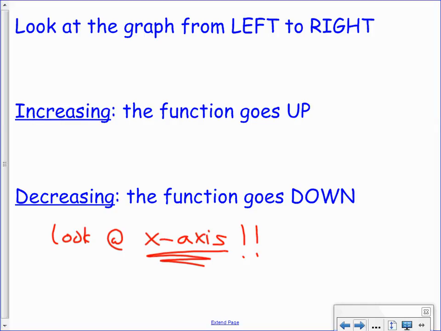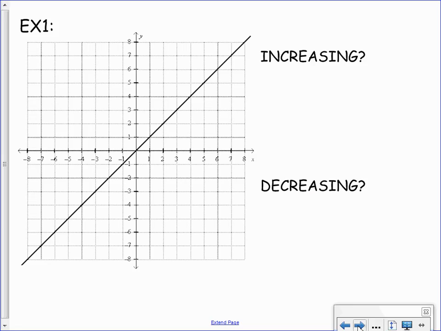So, for example, in a linear equation, just diagramming this thing. First of all, the left side of the graph goes towards negative infinity, and the right side of the graph goes towards positive infinity. No big deal.